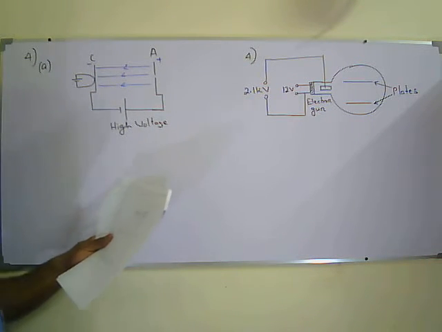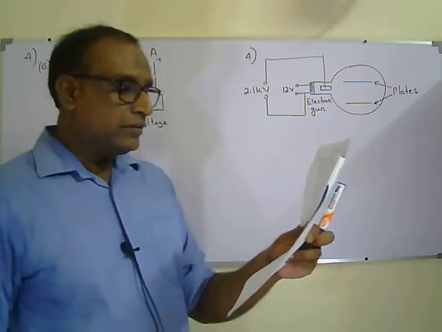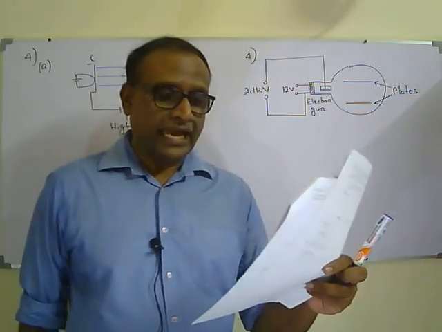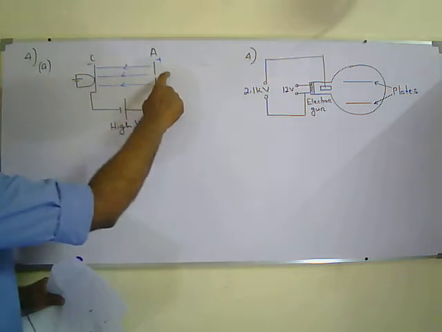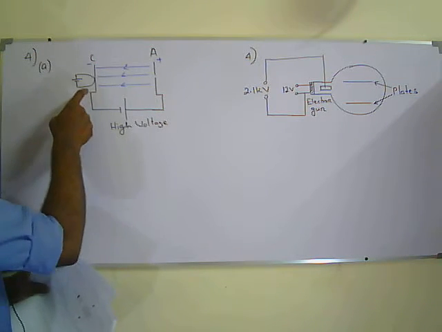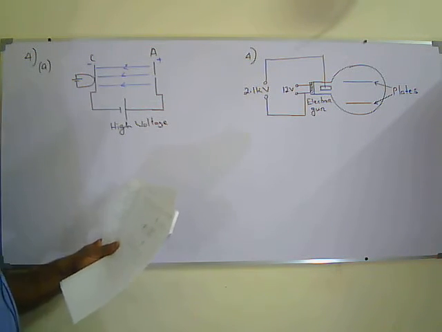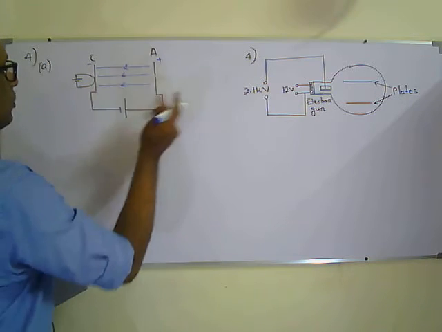Part B: the potential difference between the hot metal filament and the anode. This is the anode, the hot metal filament is the cathode. The potential difference is 2.1 kilovolt.